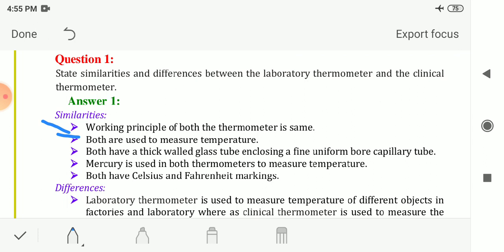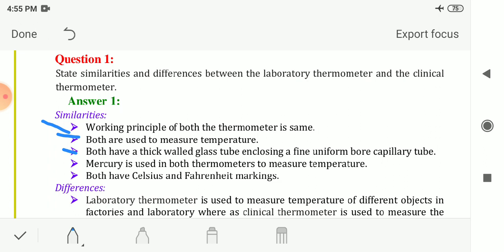Both are used to measure the temperature. Next, both have a thick wall glass tube which is enclosing a fine uniform bore capillary tube. Bore capillary tube means a hollow tube in which there is a thin space, like a hair, and it is enclosed by the thick glass wall tube. So the construction is almost the same in both of these thermometers.